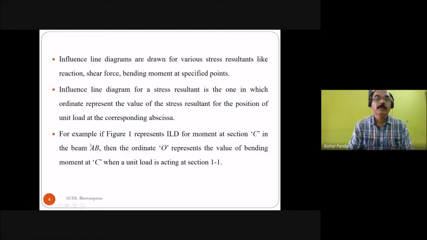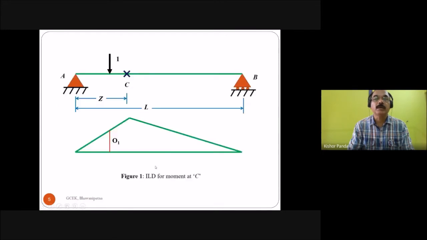For example, if figure 1 represents the ILD for moment at section C in the beam AB, the ordinate O represents the value of bending moment at C when a unit load is acting at section 1-1. So look at this figure. This is one simply supported beam, and this is the unit load moving across the beam. So this is the position of the load, and this is the influence line diagram. At different positions of the load, you have to find out the maximum stress.